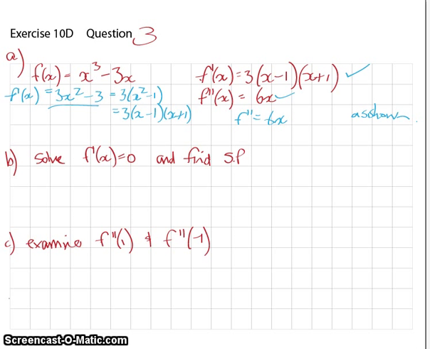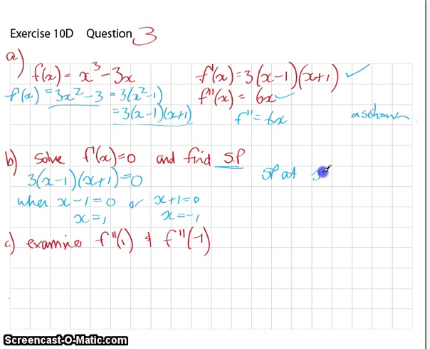Okay. Now I need to solve for where the first derivative is 0 and find stationary points. So here's my first derivative, 3(x minus 1)(x plus 1). Set that equal to 0 and solve. This happens when either x minus 1 is 0 or x plus 1 is 0. So I can see stationary points at plus or minus 1.